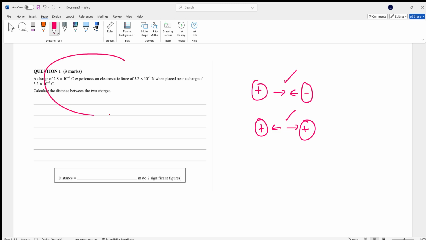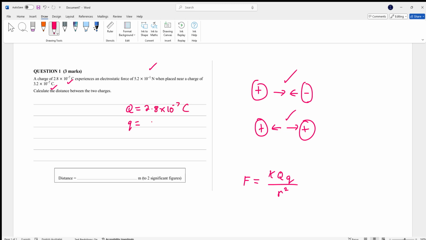Now, this question is a clear example of Coulomb's law, because you're given two charges and a force. It's not exactly Coulomb's law by itself, it's something like this. So you use the formula: force equals Coulomb's constant times the magnitude of one charge times the magnitude of the other charge, divided by the square of their distance. We're given the charges: this one is 2.8 times 10 to the negative 7 coulombs, and the other one is 3.2 times 10 to the negative 7 coulombs.